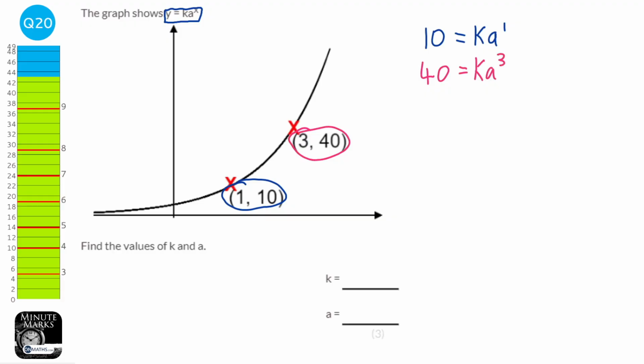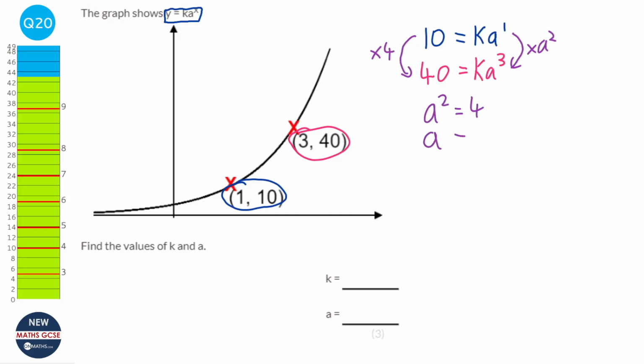Now look at what's happening to both sides. Here we're multiplying by a squared. So a to the power of 1 times a squared is a to the power of 3. And on this side, we're multiplying by 4. So we have to be able to conclude that a squared equals 4. And if we square root both sides there, a must equal 2.